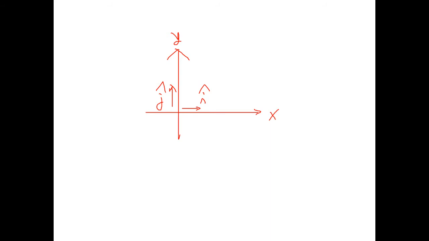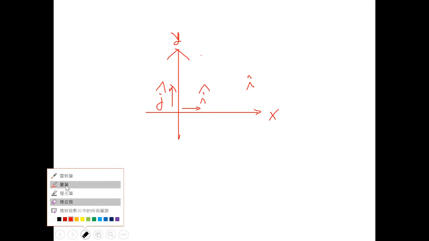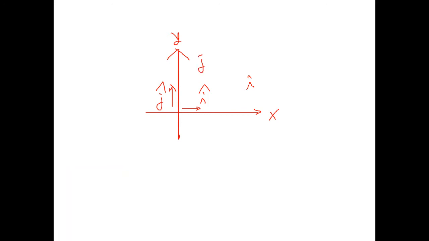Sometimes we just ignore this dot. Some fonts will not write this dot. Sometimes you will write it like this j. This is the problem of the PowerPoint, I don't know. So sometimes we just ignore the dot, so we write it J hat, I hat. And if we have three coordinates, XYZ, that one should be K, IJK. So this is the unit vector for the Cartesian coordinate.